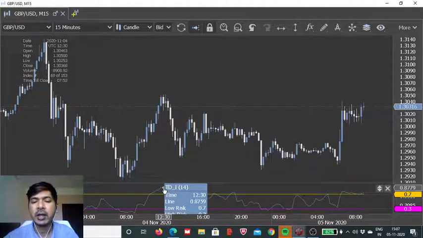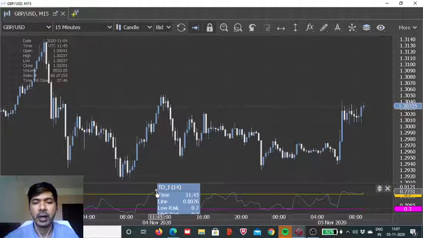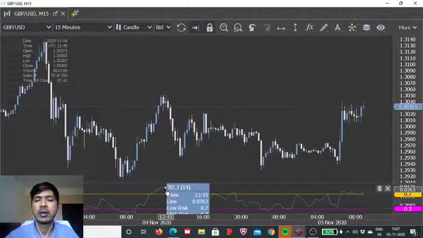So basically it gives you an idea of oversold and overbought scenarios also. Whenever the line is trading above the low risk zone, that means the underlying instrument has entered into overbought territory and a trend reversal is possible.